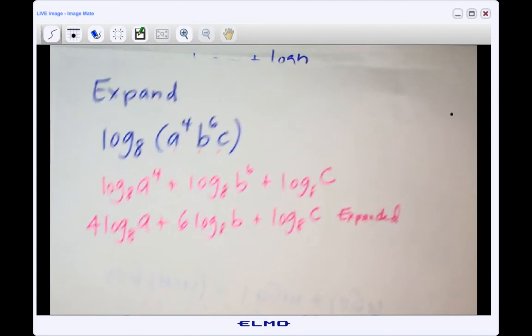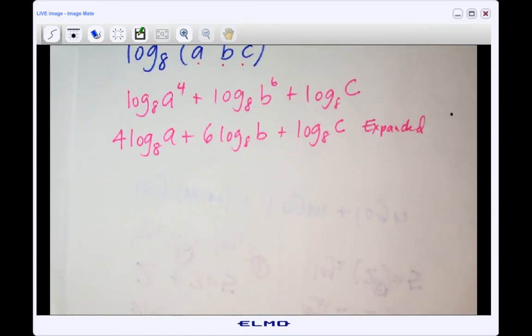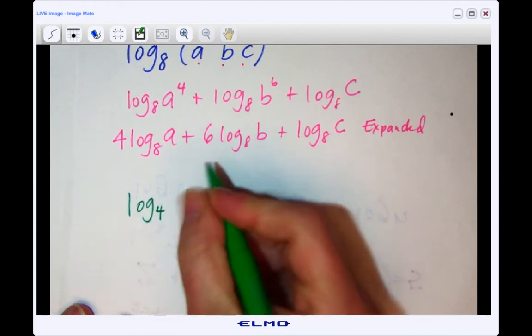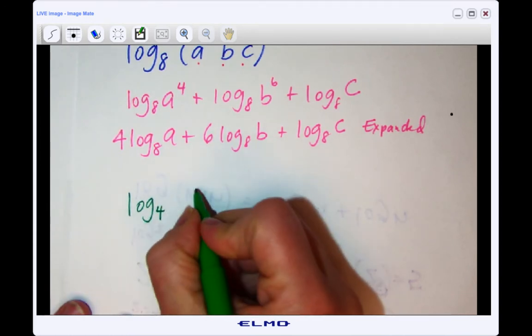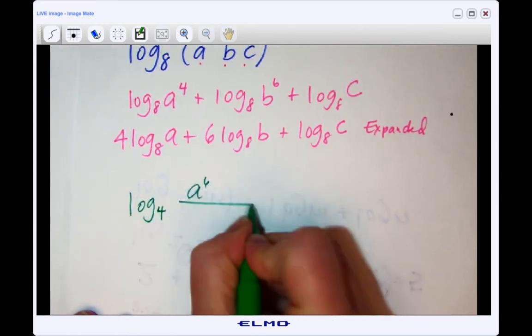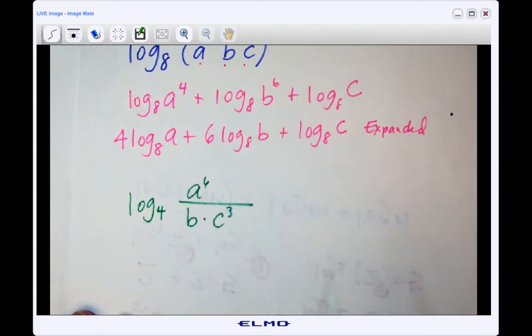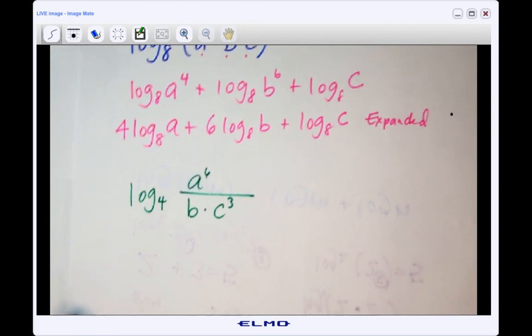All right, let's do one more, and then we'll do a condense. So let's take a look. I don't know, log base 4 of a to the 6th times b, divided by, I don't know, c to the 3rd. Let's do this one. Ready?